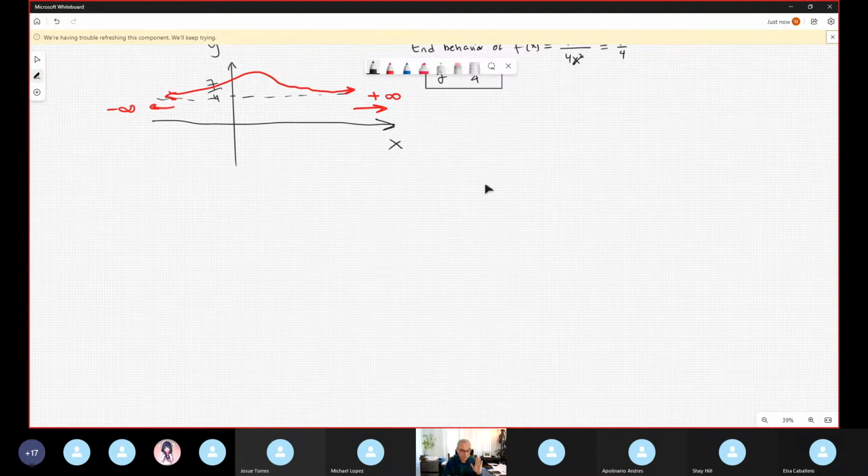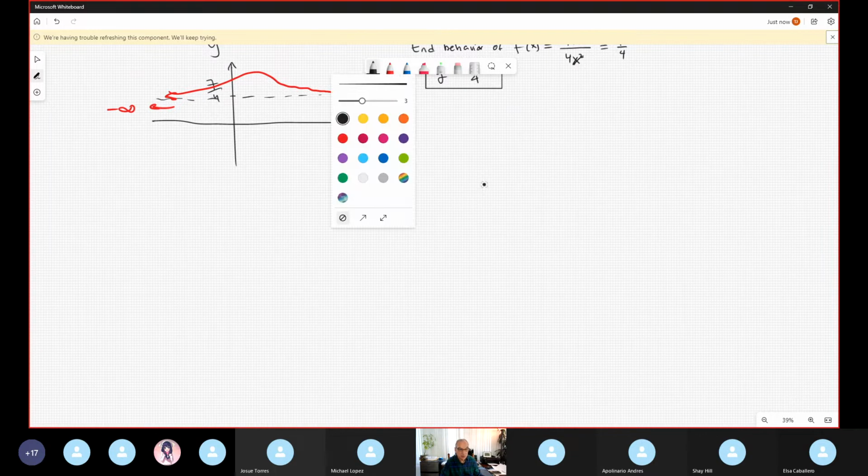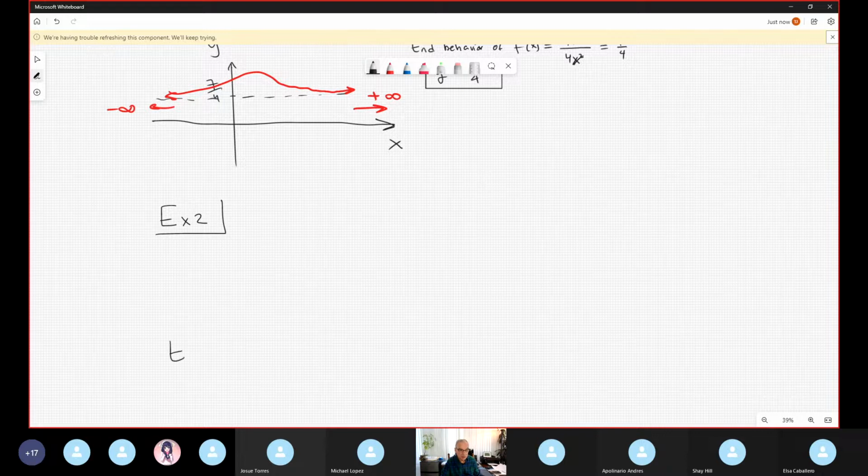Let's see a couple of examples. Suppose two function examples, 2 and 3. What is the goal in this example? Determine two things, you solve two questions. Question number 1: do we have a horizontal asymptote, yes or no? That is my first question. My second question is, at what value?